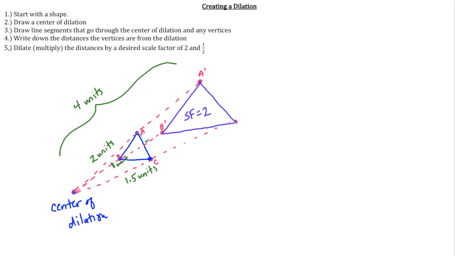So this is 1 unit, and then I divide it by 2, or multiply by half, and I get like this. And then this was 1 multiplied by half, and I get like this. And then this is 1.5 multiplied by half, and I get 0.75, which is like this. I should make this in purple again. And this will be my other dilation.